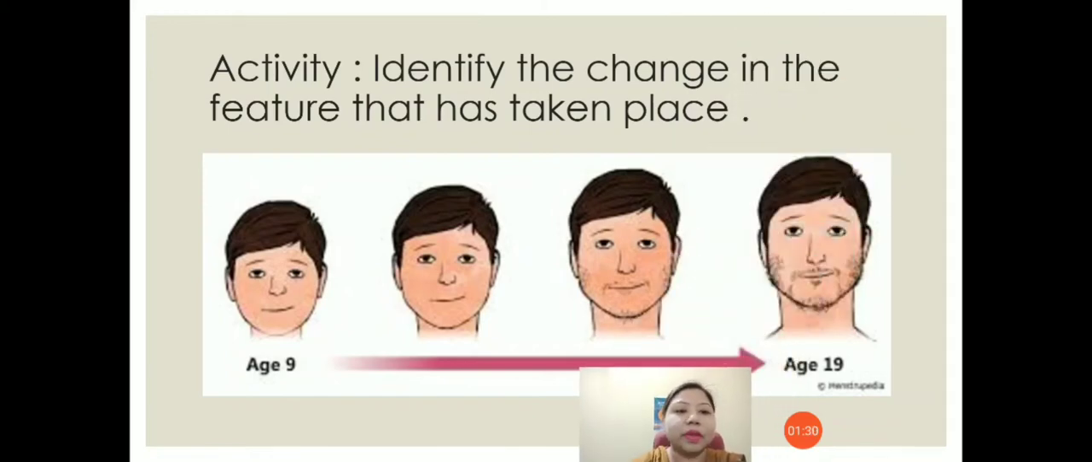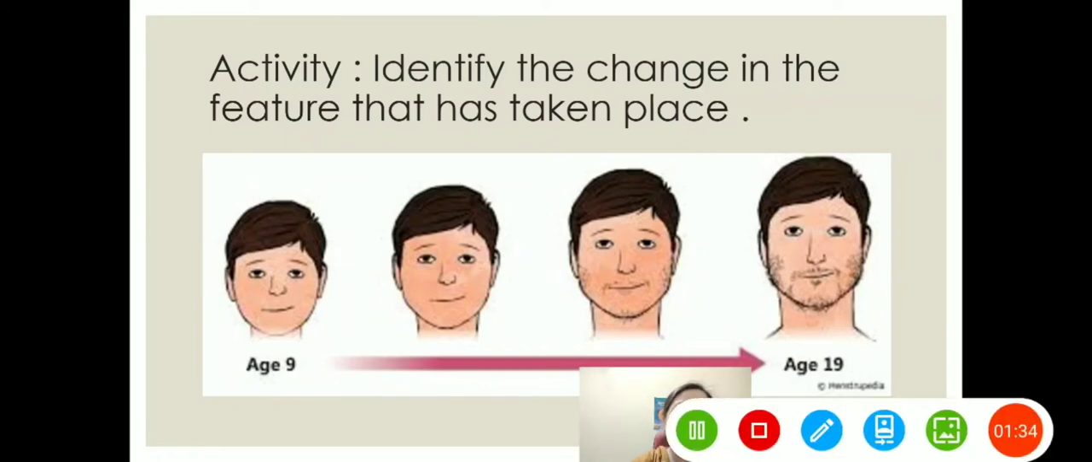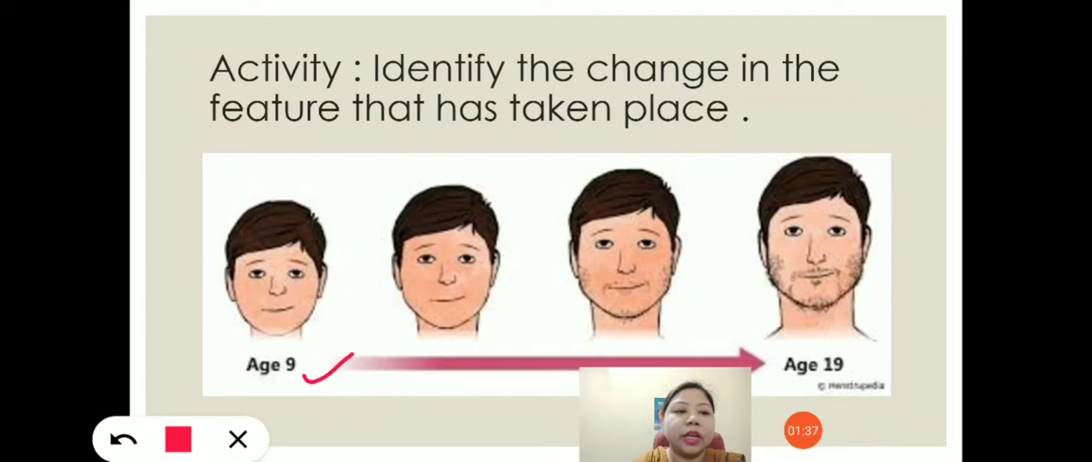So here you can see a picture which shows the gradual change from age 9 to age 19 in a male. So what you can see is that at the age of 9, the boy does not have any beard. But as he gradually grows and reaches the age of 19, his face is covered with beard and mustache. This development begins when he reaches around the age of 15 or 16. This change shows that there is development of the secondary sexual characters.